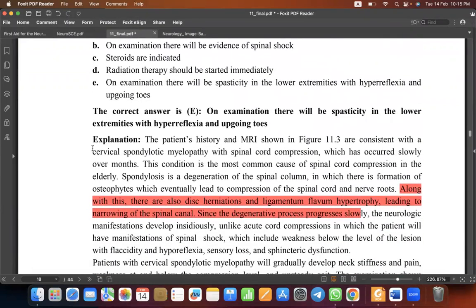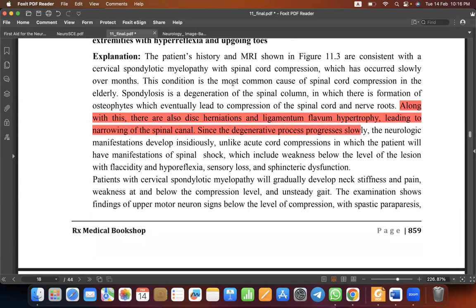Okay, so there will be a history of cervical spondylotic myelopathy having spinal cord compression at multiple levels, slowly developing over months. It is the most common cause of spinal cord compression in the elderly. Spondylosis is a degeneration of the spinal column where there is formation of osteophytes, which eventually leads to compression of the cervical cord and nerve roots as well.